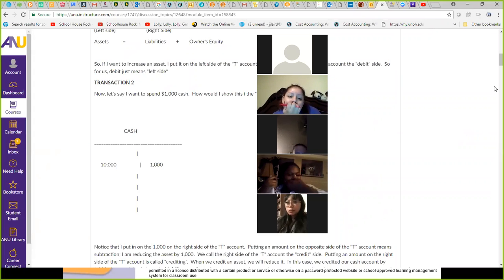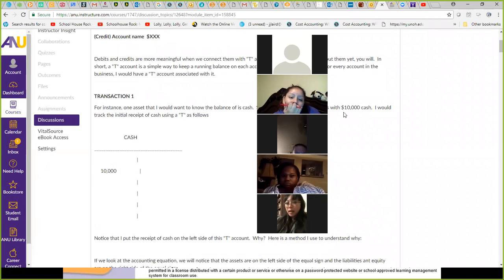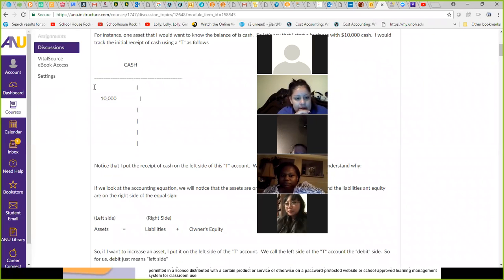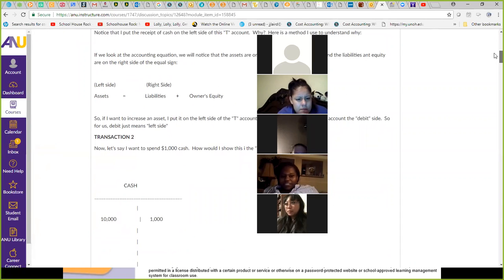So in this case, let's take a look. Our first transaction says what? 10,000 starting capital. Did it come in or go out? It came in. Cash came in. So what side of the T account should it go on? Left. All right. Now, what happens in our second transaction? We spent 1,000. So if we spend 1,000, do we put it on the left side to say we got more? No, you put it on the right side.